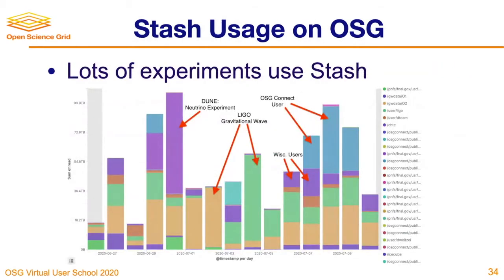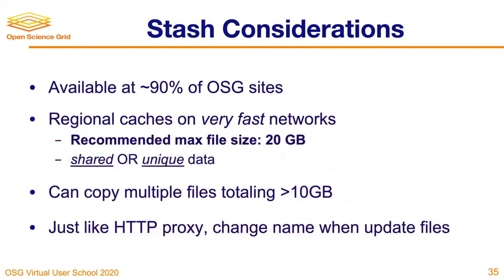Stash is also very heavily used both by OSG Connect users, such as yourselves, as well as some of the national research projects that we support. So the gravitational wave experiment and the neutrino experiment are noted on the screen. Stash is available at a large number of OSG sites. The caches are located on very, like it says, fast networks. Many write directly on the internet backbone.